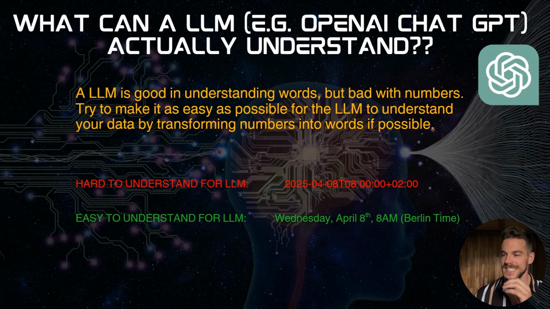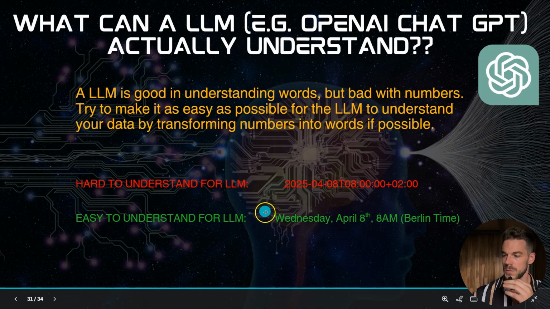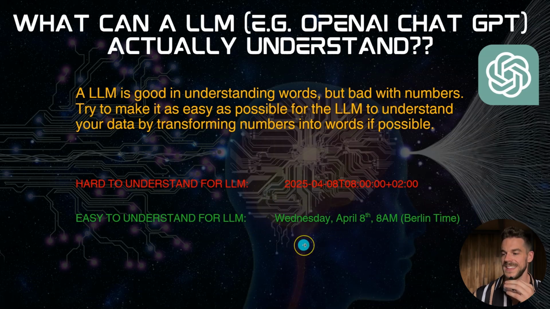Try to make it as easy as possible for the LLM to understand your data by transforming numbers into words if possible. An example could be a timestamp. It is hard for the LLM to understand the following: 2025-04-08T08 and then this thing at the end, but it's easy to understand Wednesday, April the 8th, 8 AM, Berlin time. And whenever it is possible, you want to work with things like that that are also easy to understand for humans.